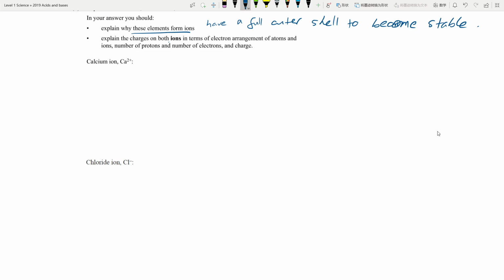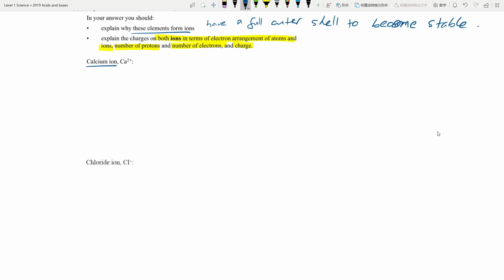Now, explain the charges in terms of the electron arrangement of atoms, ions, number of protons, number of electrons, and charge. This is really important because when I mark these, I feel a lot of people don't read the question. We want you to explain the charge in terms of the electron arrangement of the atoms and ions, the number of protons, the number of electrons, and the charge. If you haven't seen my other video, you'll probably find this method quite useful.